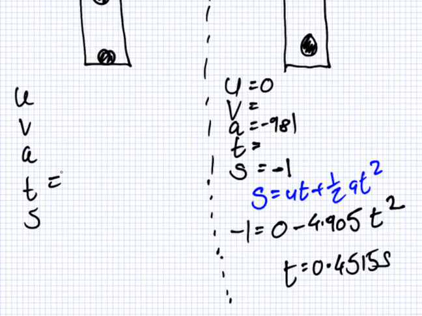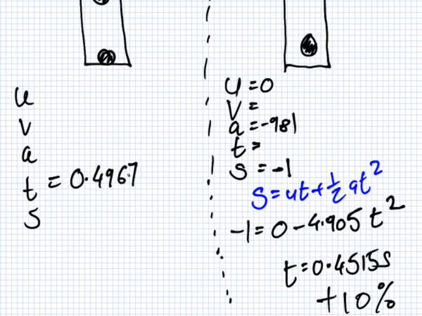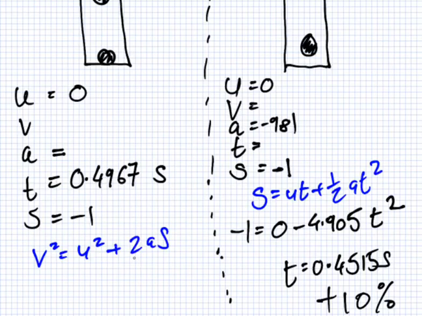Now here I say it takes 10% longer. So how can I make this one 10% bigger? What's a quick way to make a number 10% bigger? Does anybody know? Well, you can work out the percentage, but what's a quick way? So multiply by 1.1 is a quick way, yeah. So here the time is 0.4967 seconds. The S is still 1, the A we don't know, the U is still 0.